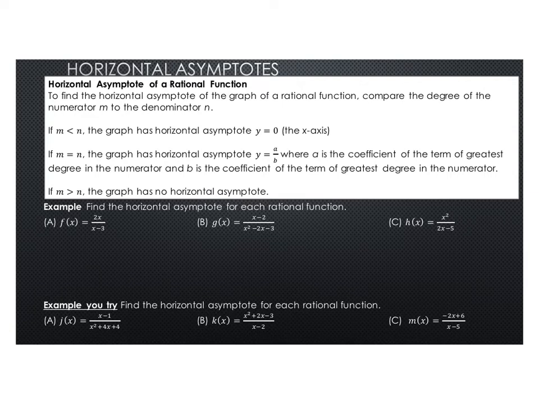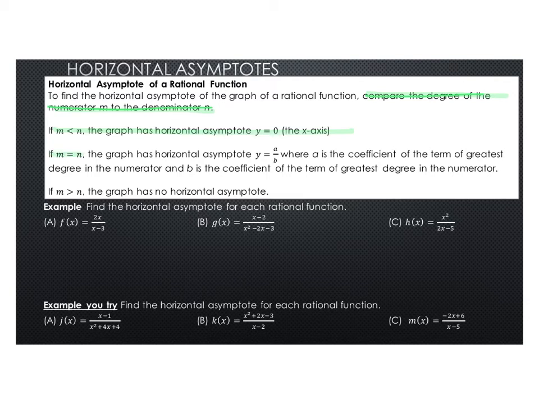A horizontal asymptote of a rational function. To find the horizontal asymptote of the graph of a rational function, we're going to compare the degree of the numerator to the degree of the denominator. Compare the degree of the numerator with the degree of the denominator. If the degree of the numerator is less than the denominator, then the x-axis is our horizontal asymptote, or y equals 0.